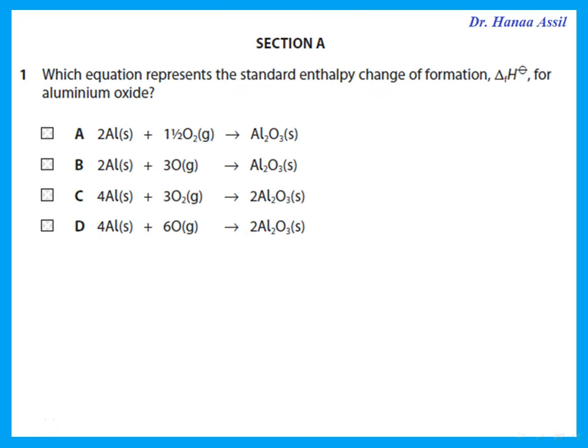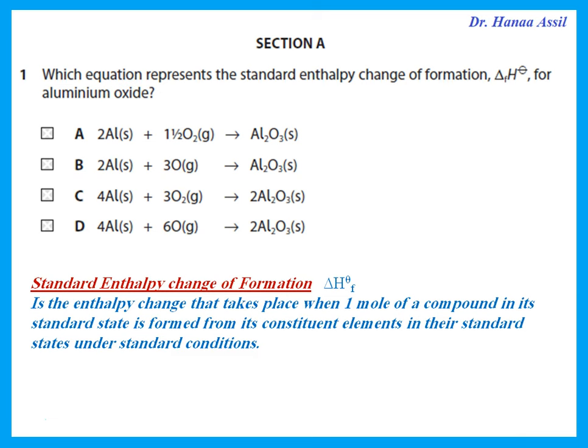So, the first question says, which equation represents the standard enthalpy change of formation for aluminium oxide? First of all, let's remind ourselves, what is the meaning of standard enthalpy change of formation? It is the enthalpy change that takes place when 1 mole of a compound in its standard state is formed from its constituent elements in their standard states under standard conditions. Okay, so what do we have?